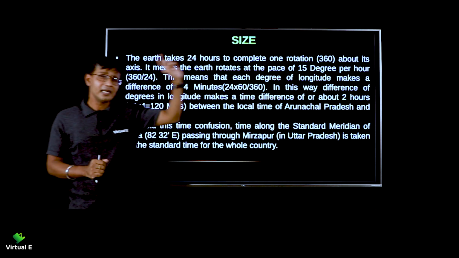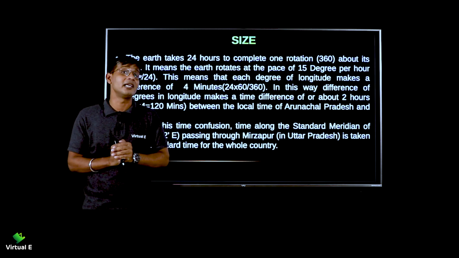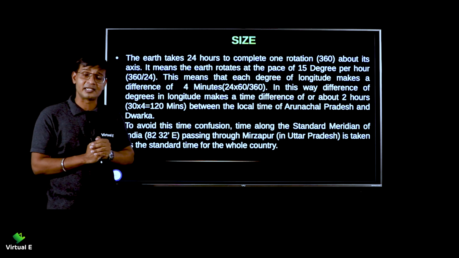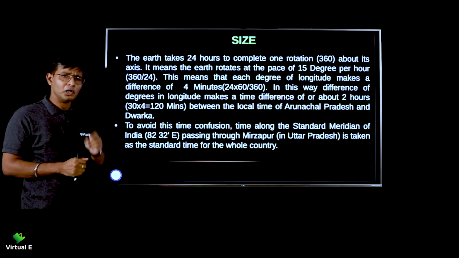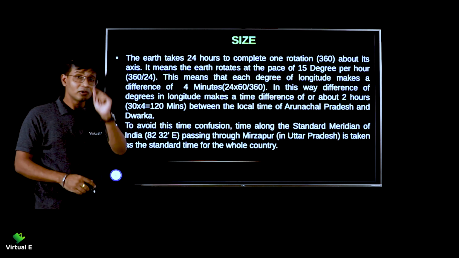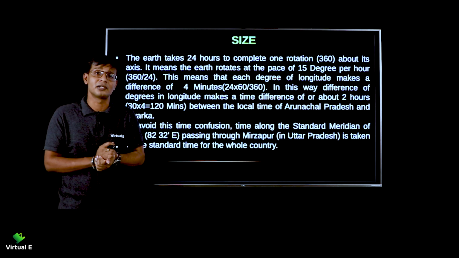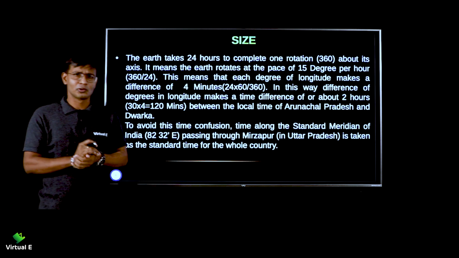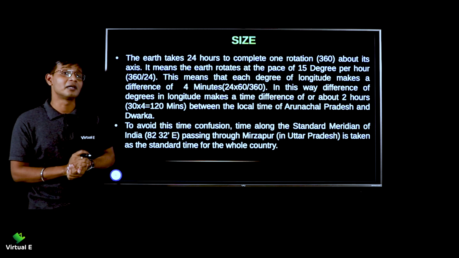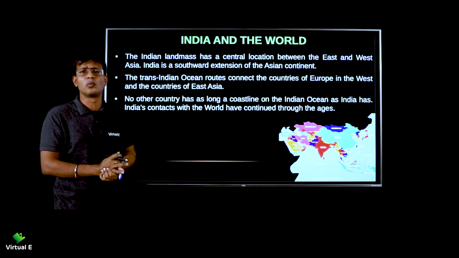Now remember the easternmost extent of the country? Yes, 97 degree 25 minute east. Now minus the westernmost degree, 68 degree, the Gujarat part. You will almost end up with around 30 degrees. Now that 30 degrees into 4 minutes gives you 120 minutes, which is almost 2 hours. So to neglect that difference of 2 hours, we follow Mirzapur, the standard meridian of India. It is in Uttar Pradesh. These questions come for literally 1 mark.